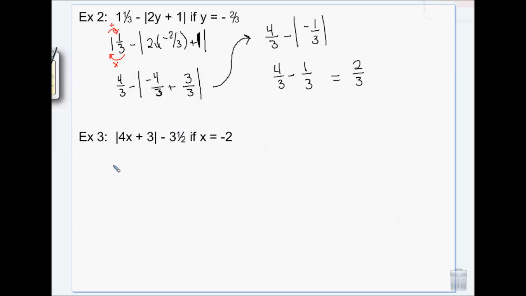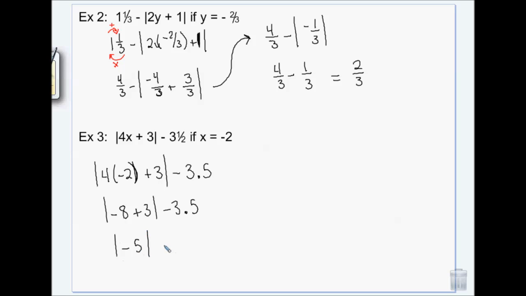Because it's 0.5. 3.5. Yeah. So I'm going to plug in the negative 2. Okay, we'll go ahead and convert that to a decimal. A half is easy because it's 0.5. So I get negative 8 plus 3 minus 3.5. So that gives me negative 5 minus 3.5. So that gives me 5 minus 3.5, which is 1.5.